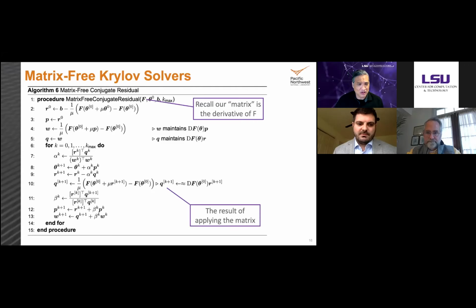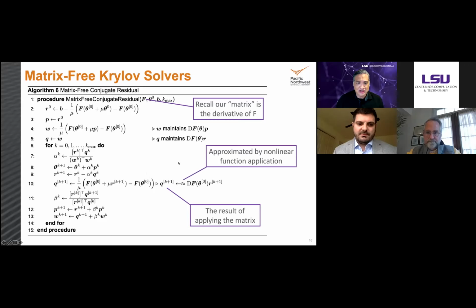If you look in a textbook on conjugate gradient or conjugate residual, within there's a step of computing A times x. Well, in our case, that A, the matrix that we're trying to invert, is the Hessian, or the derivative of this nonlinear function f. We can take advantage of that to compute the approximate result of applying that matrix to a vector. We can do that by, again, relying on Taylor series and computing the value of the function f at theta naught plus some small perturbation in the direction of the vector we're interested in multiplying by, and then subtracting off the original f of theta naught. And that's in step 10.